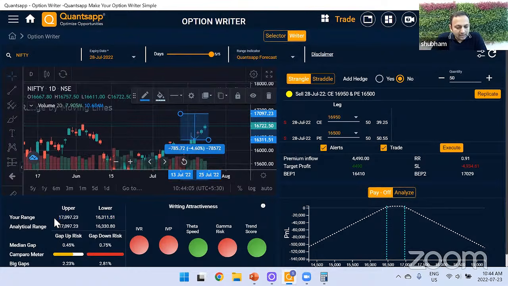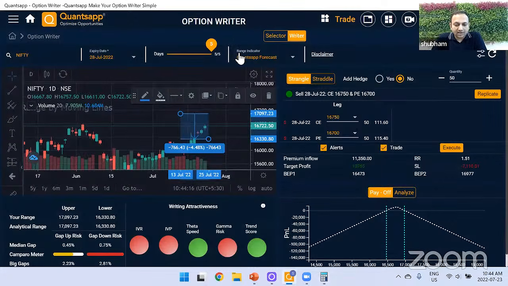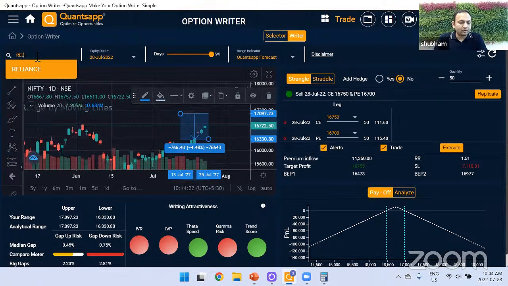So creating a range forecast, and then what should be the strategy to execute. So if I want to write for intraday, I can just adjust this. If I want to write for 4 days, I can adjust this. And if I want to write it for expiry, I can adjust it. If I want to do it for stocks, I can choose any stock that you want. So let's say if you want to write it for Reliance, you can just type Reliance and you'll get it, right? If I want to write for Banknifty, we can see what is happening in Banknifty as well.